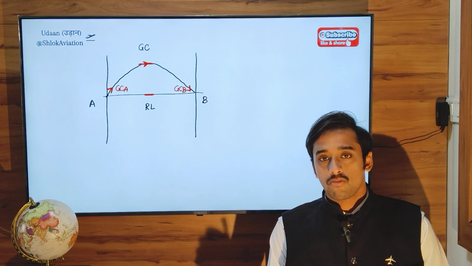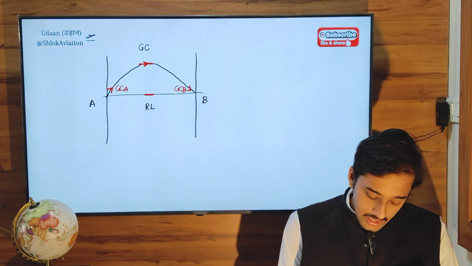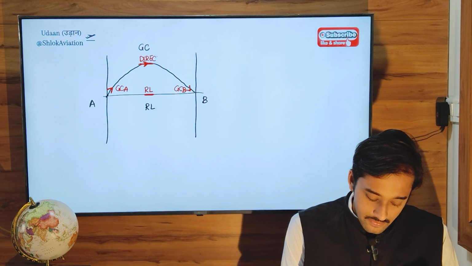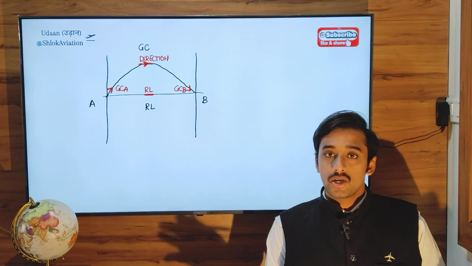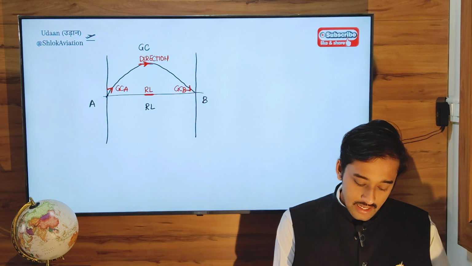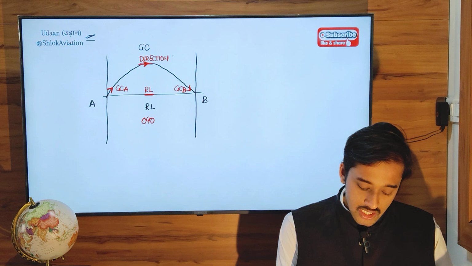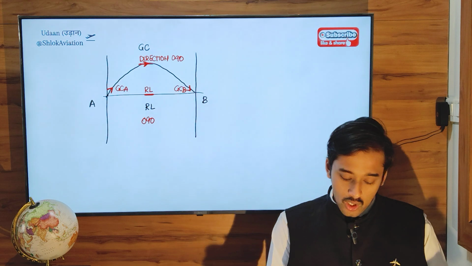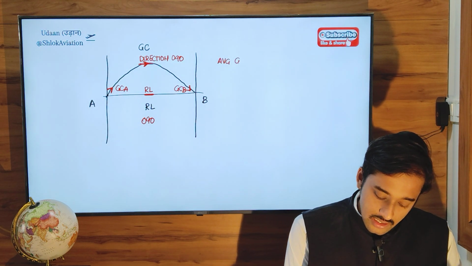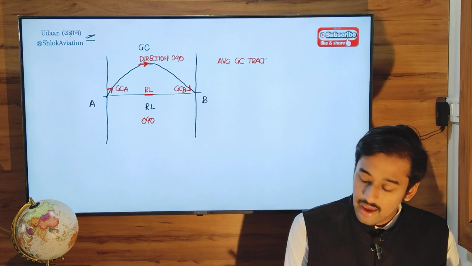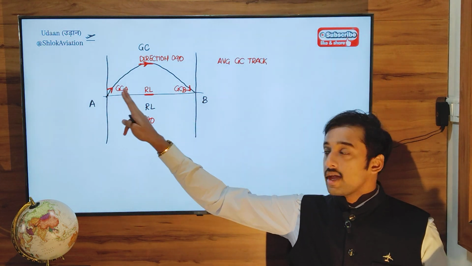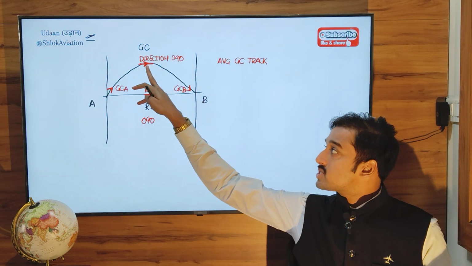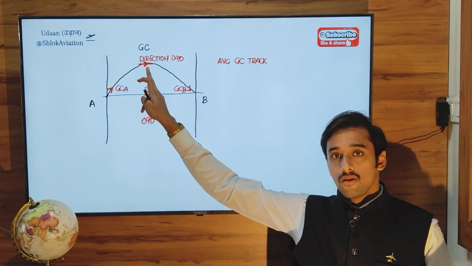Okay, somewhere at that small point, the Rhumb line direction will be equal to the great circle direction. So if the Rhumb line direction is 090, somewhere here the great circle direction will also be 090 at that particular place. Now when they talk about the average great circle track, it means the average of these two extreme angles, which will be found somewhere in the middle of the track, and this middle position is parallel to the Rhumb line.